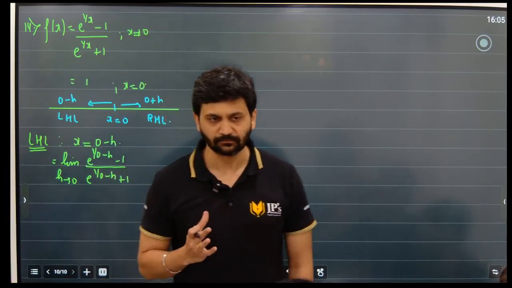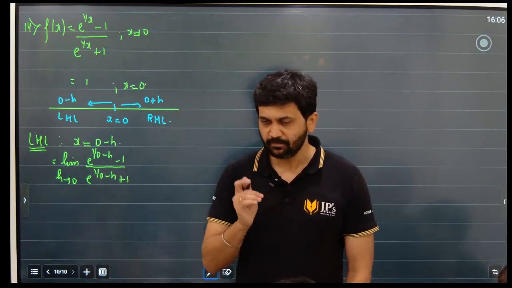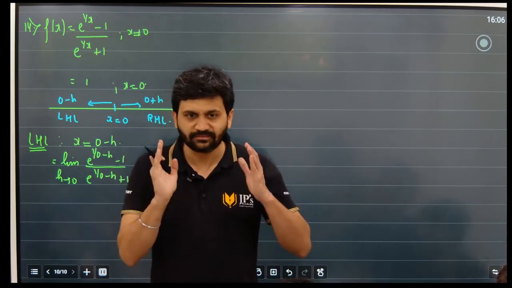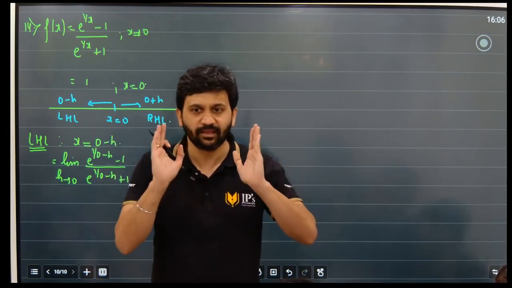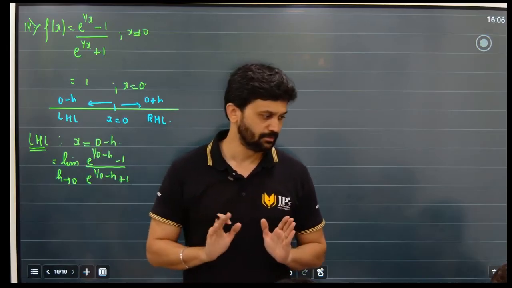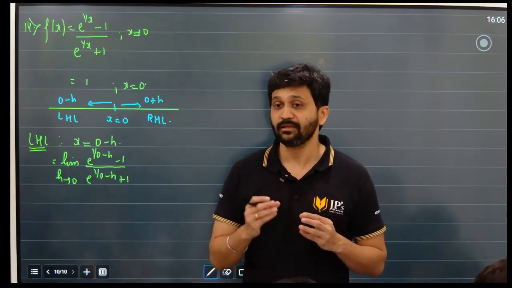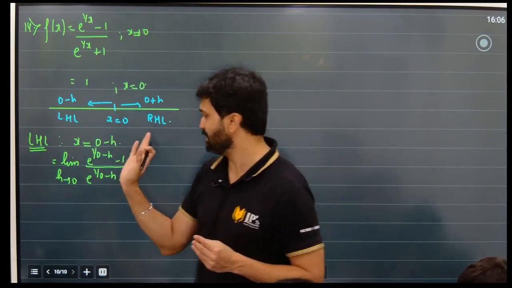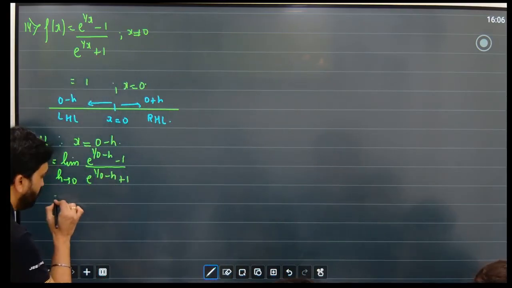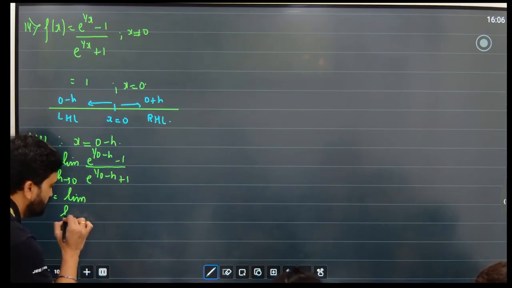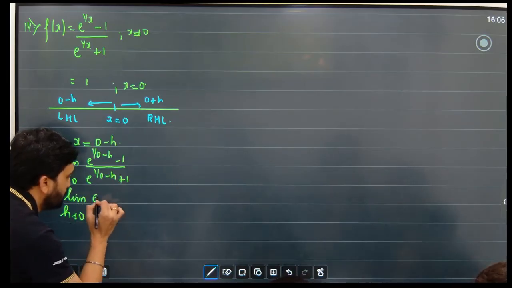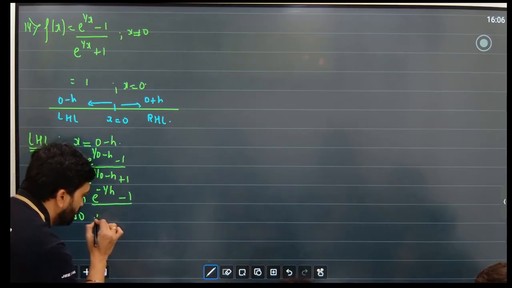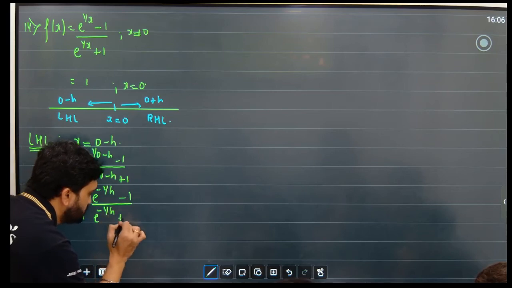जहाँ पे भी x है, लेफ्ट हैंड लिमिट में, सुनो मेरी बात ध्यान से, जहाँ पे भी x है, लेफ्ट हैंड लिमिट में x के जगह लिमिट माइनस h को सब्स्टिट्यूट करो. राइट हैंड लिमिट में x इज इक्वल टू लिमिट प्लस h को सब्स्टिट्यूट करो. सो विल स्टार्ट विथ लिमिट माइनस h. Now when I simplify, this will become h tends to 0, e raised to minus 1 by h minus 1, e raised to minus 1 by h plus 1.